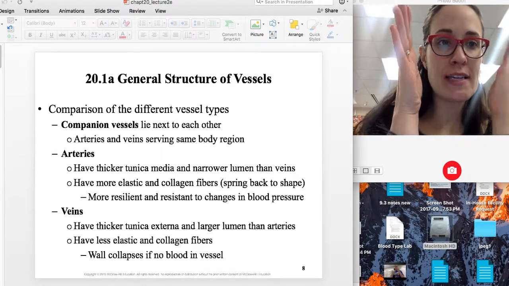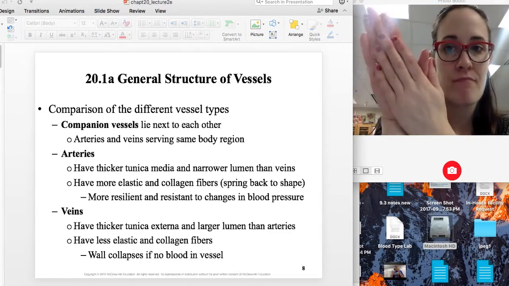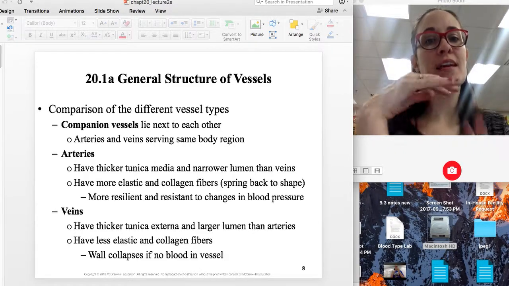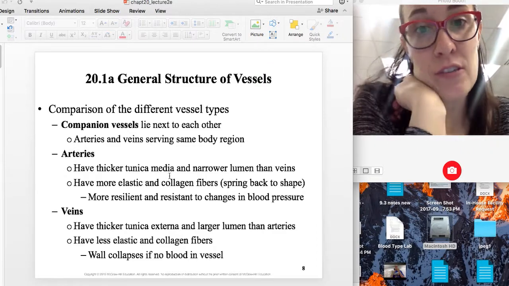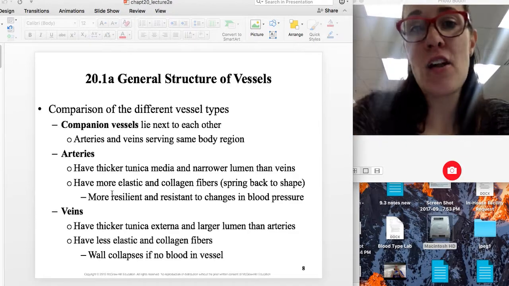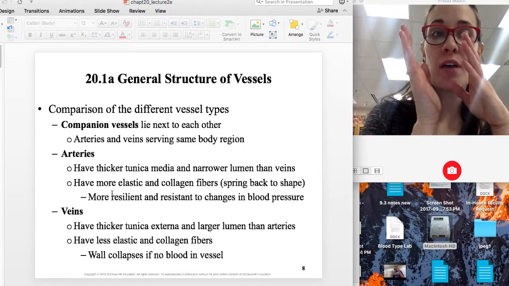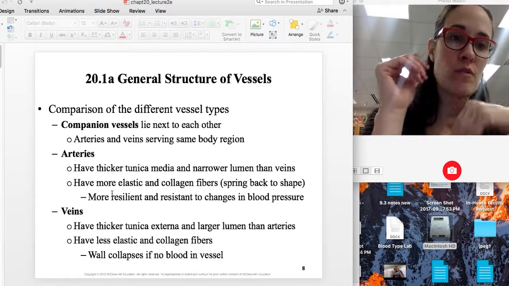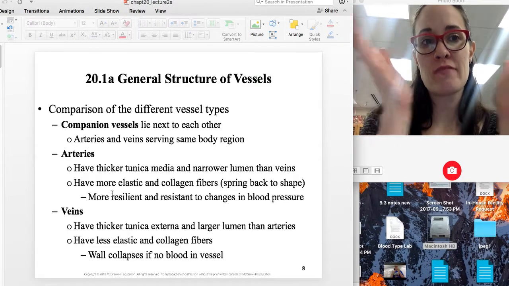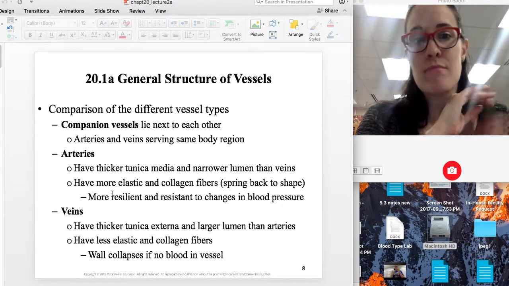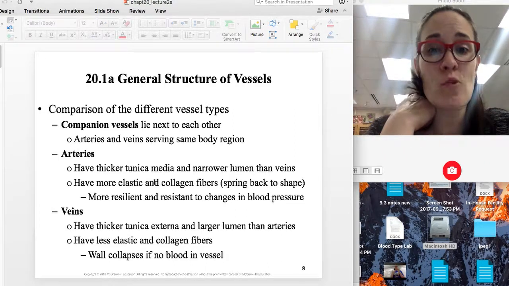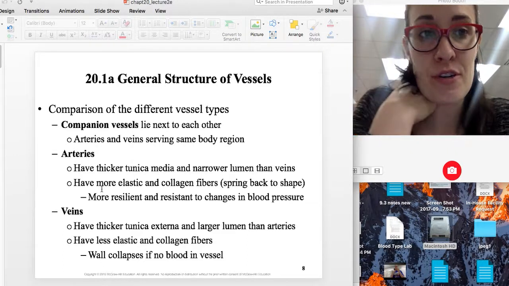So arteries and veins typically parallel each other. They lie next to each other, and they serve the same body region. Arteries, like I said, have a thicker tunica media or muscle and a narrower lumen, and they also have more elastic and collagen fibers, because the arteries have blood within them that's under high velocity, pushed with a lot of force through it. So they're just like an elastic hair tie. When they stretch, they have to be able to bounce back relatively quickly, spring back to their original shape. And that thicker muscle makes them more resilient and resistant to changes in blood pressure.